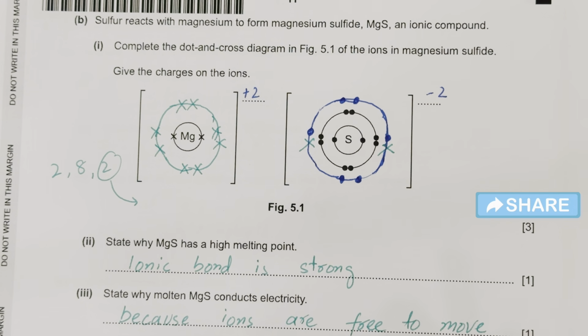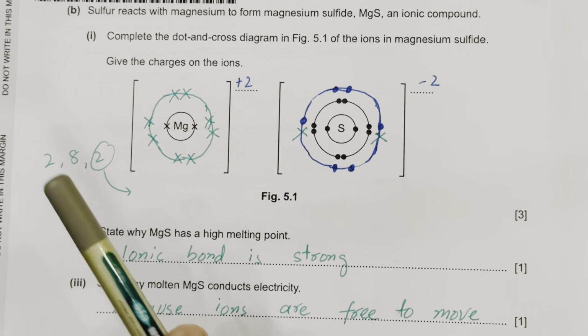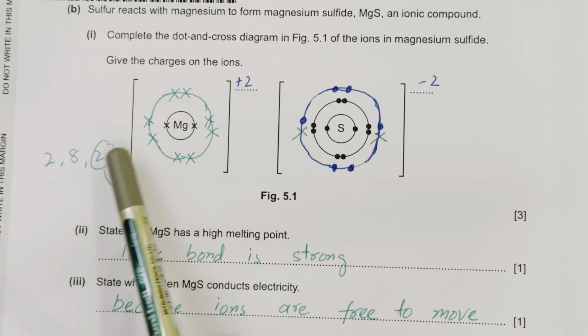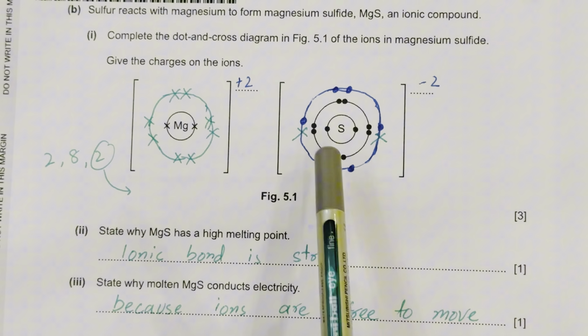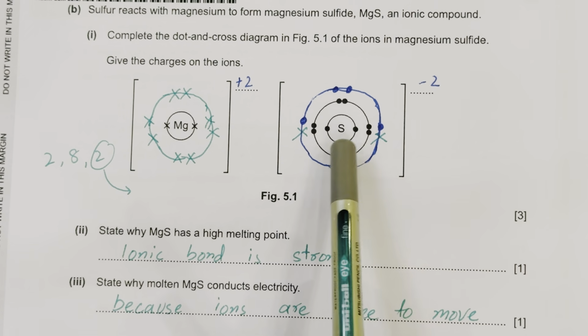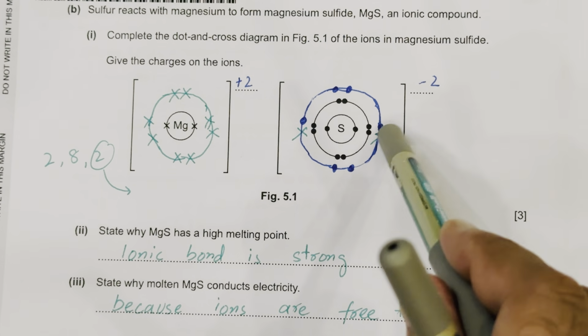B part is that sulfur reacts with magnesium to form magnesium sulfide, MgS, an ionic compound. Complete the dot and cross diagram in figure 5.1 of the ions in the magnesium sulfide. Give the charges on the ions. So we know that magnesium has the structure 2,8,2. So you're gonna draw 2 and 8, and we know that it loses 2 electrons, so 2 electrons would be completed here. So we know 2, 8, and the last shell of sulfur should have 6 electrons. So it is completed by S.